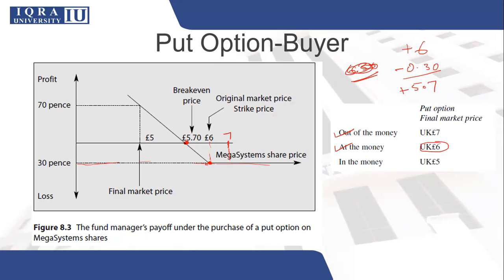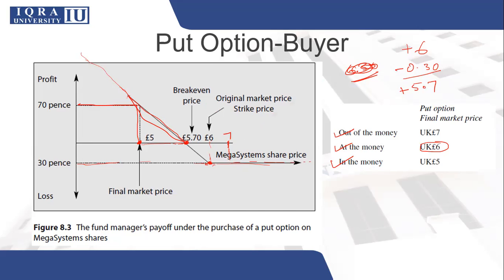So once the price reaches 5.7, it means you will have neither profit nor loss. And once it starts to go even further below, you will start to get profit. So for example, if it goes to 5, you will have a profit of 70 pence in that case, and you will be in the money. So this area denotes in the money over here. Again, you can see that the profit is unlimited, whereas the loss is limited for a put option buyer.